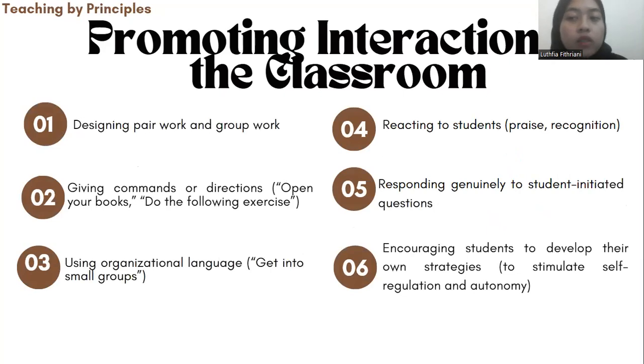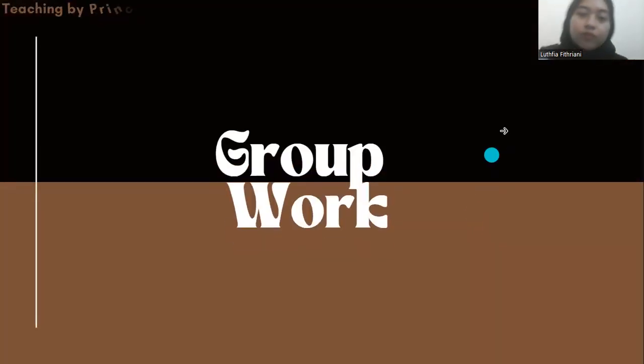There are some ways. The first, designing pair work and group work. The second, giving comment or direction to the students. The third, using organizational language. The fourth, reacting to the students. For example, praising the student or giving reinforcement to the students. The fifth, responding genuinely to the students' initiated question. The sixth, encouraging students to develop their own strategies.